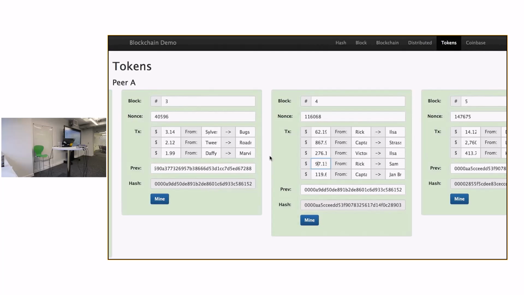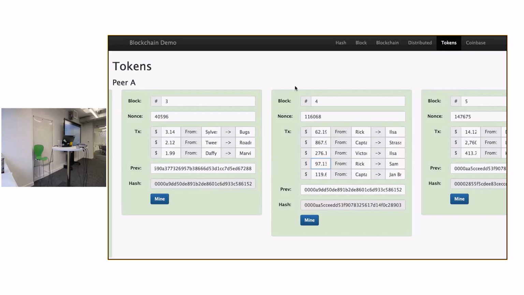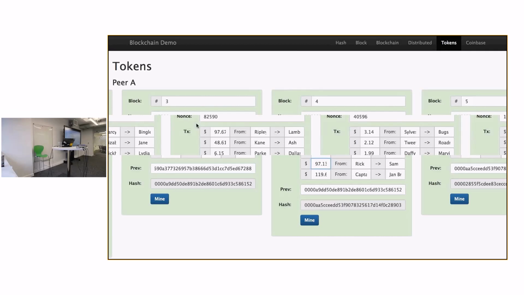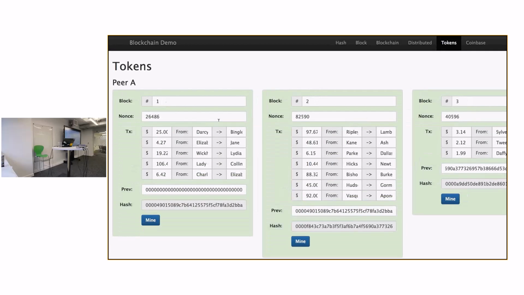Now, one thing I would mention here is that we're not listing that Darcy has $100 and he's giving 25 of it to Bingley. The only thing we're saying is Darcy gives 25 to Bingley. We're not remembering a bank account balance. We're only remembering money movements. So this begs the question, does Darcy have $25? Well, we have a problem here in this version of the blockchain. We don't actually know if Darcy has $25. So let's look at a Coinbase transaction.